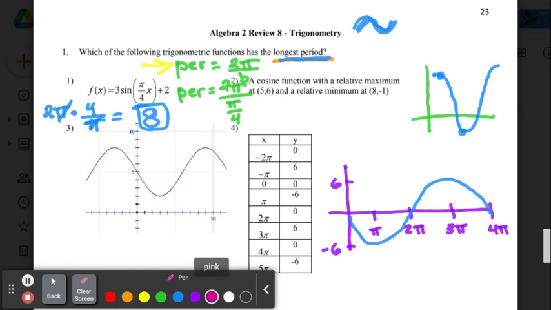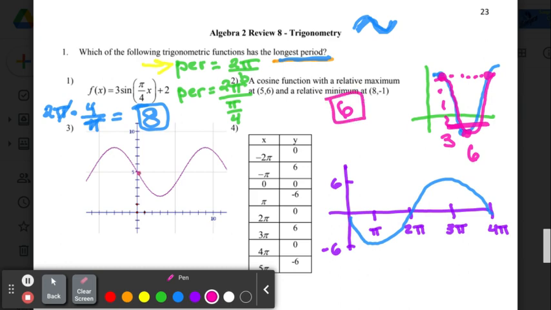For option 2, it says a cosine function with a relative maximum at 5, 6. So I put a dot here. And a relative minimum at 8, -1. So to make a period, it's from here all the way to here. From 5, 6 to 8, -1, this is like 3 boxes long, which means the total length, or the total boxes, would be 6. So it takes 6 squares to get from there to there. So the period here is 6.